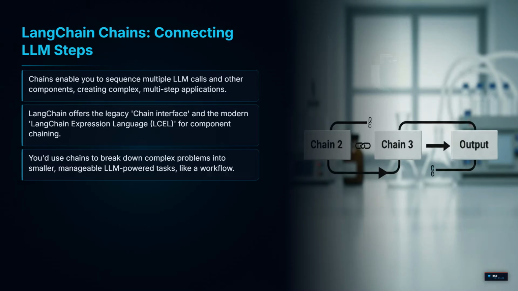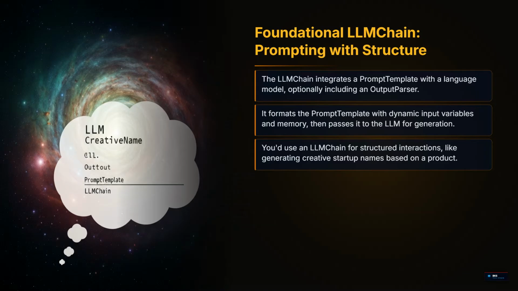While a single LLM call is great for basic tasks, real-world applications often need a sequence of operations. That's where LangChain Chains come in. They allow you to link LLMs, prompts, and other components together, creating powerful multi-step workflows. Think of it like building a pipeline where the output of one step feeds directly into the next. Whether you use the traditional chain interface or the more flexible LCEL, understanding chains lets you construct highly sophisticated and structured LLM applications.